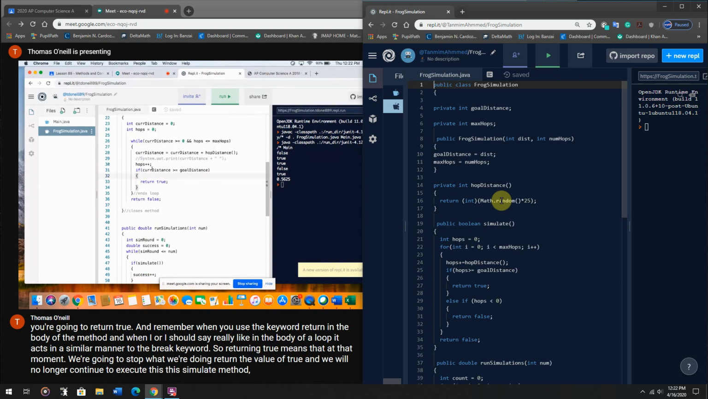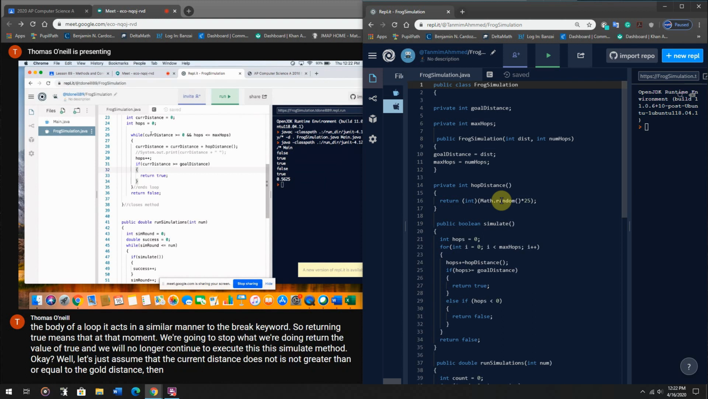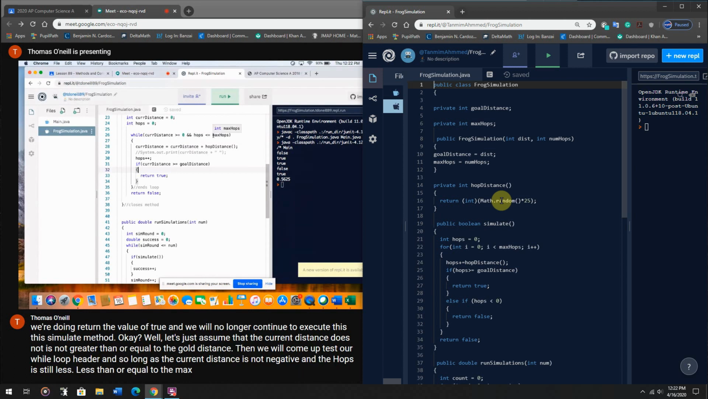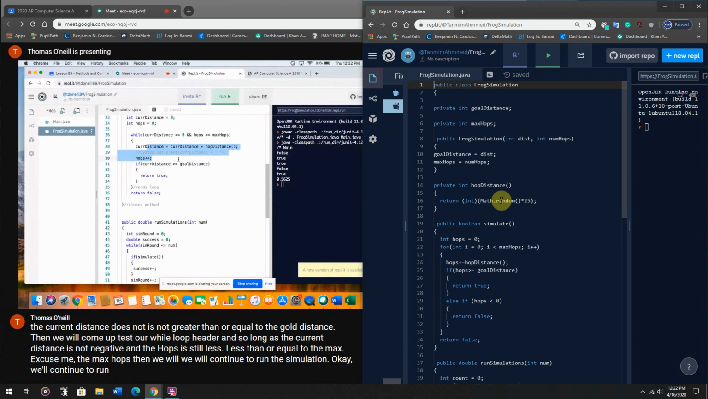Well, let's just assume that the current distance is not greater than or equal to the goal distance. Then we will come up, test our while loop header, and so long as the current distance is not negative and the hops is still less than or equal to the max hops, then we will continue to run the simulation.